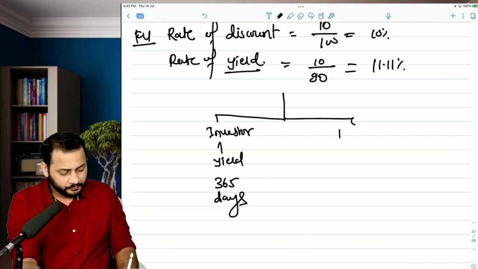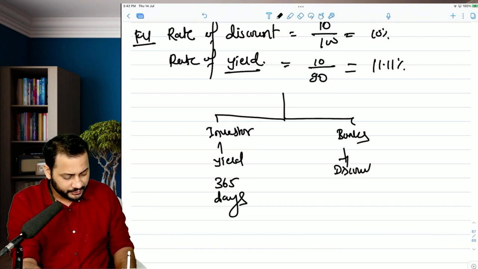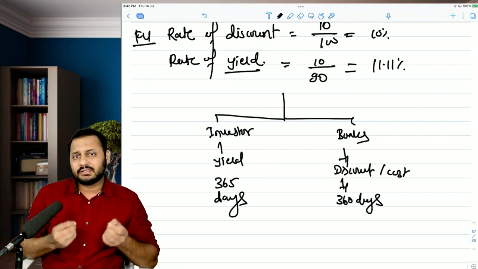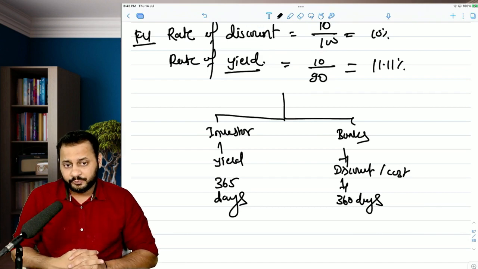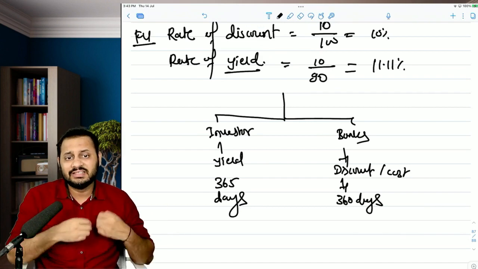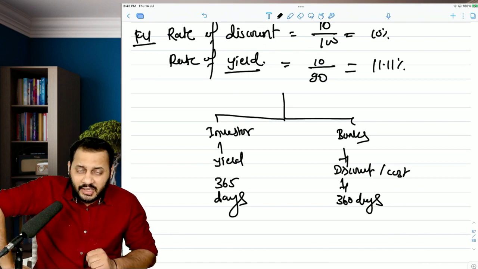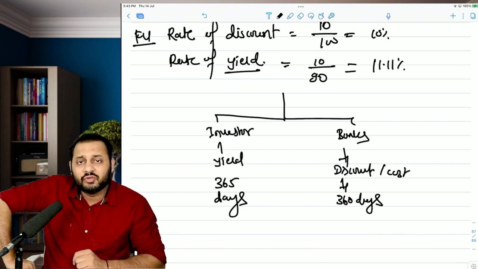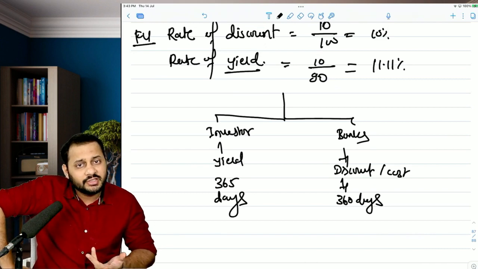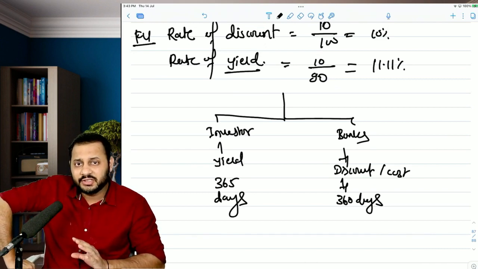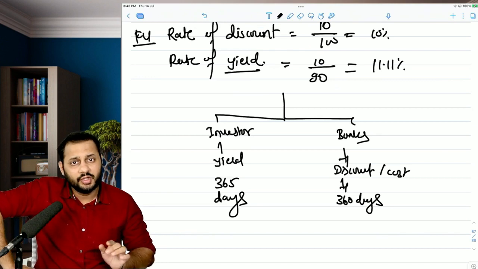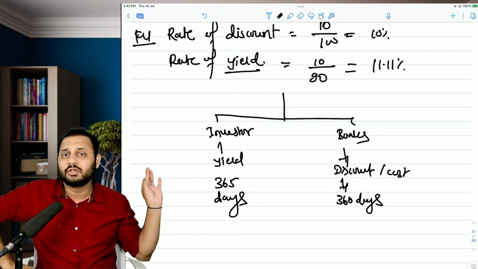Many times for banks, whenever they calculate discount or cost, they will take 360 days in a year. So at some places banks are using 360 days instead of 365 days. Now for the purpose of SFM, the exam, CA and for the marks, you can use 365 days or 360 days, whichever suits you, if there is nothing given in the question.